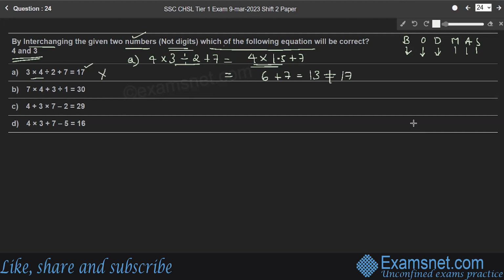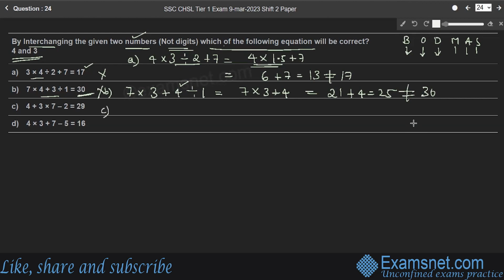Consider option B, right? Interchange 4 and 3. So option B becomes 7 into 3 plus 4 divided by 1. Again go for the BODMAS rule. We start with 4 by 1, which is 4. 7 into 3 plus 4: 7 into 3 is 21, plus 4 is 25. Here the RHS is given as 30, and 25 is not equal to 30. Option B is not the answer.